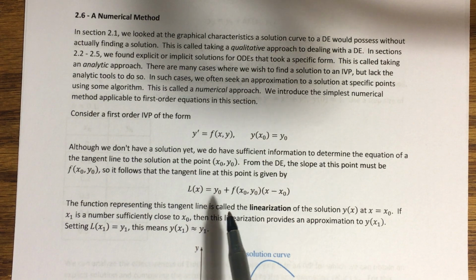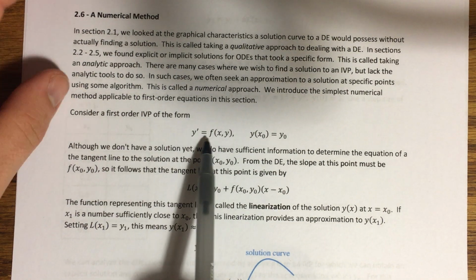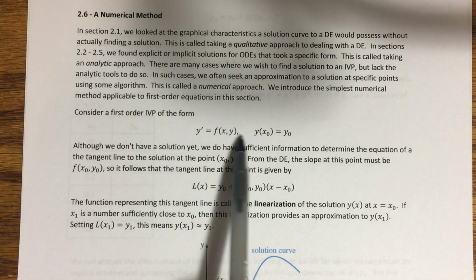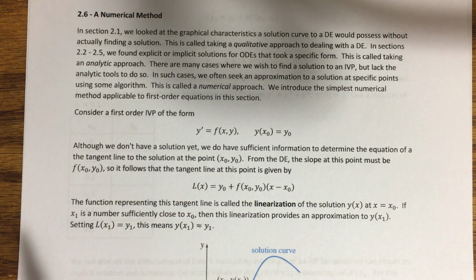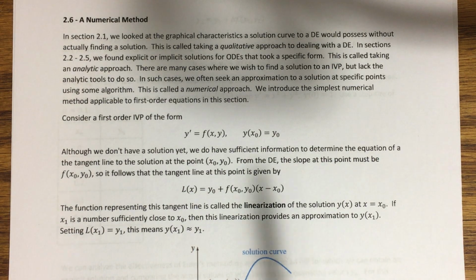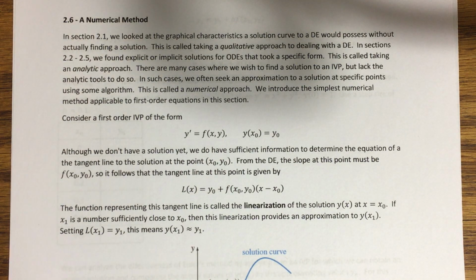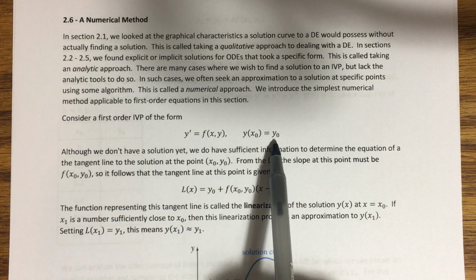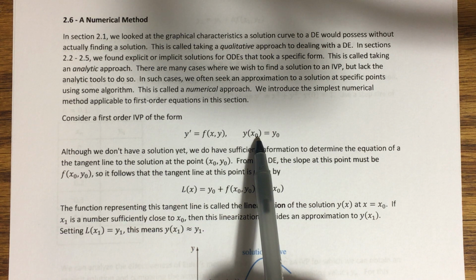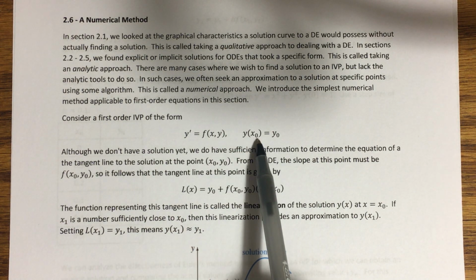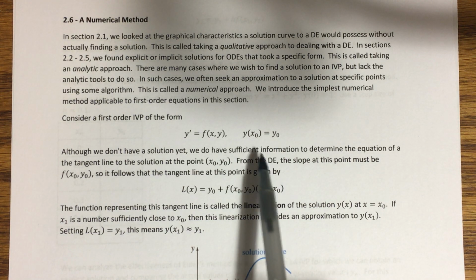All right, and we're going to say that, whether or not we can get a solution from this, there is some information that we can pull out of this DE specifically. In fact, what we can find, even without a solution, is an equation for the tangent line to our solution curve at this point, the point that's given to us by our initial condition here. And the reason we can do that is because the initial condition specifies a point that we know has to lie on our solution curve.